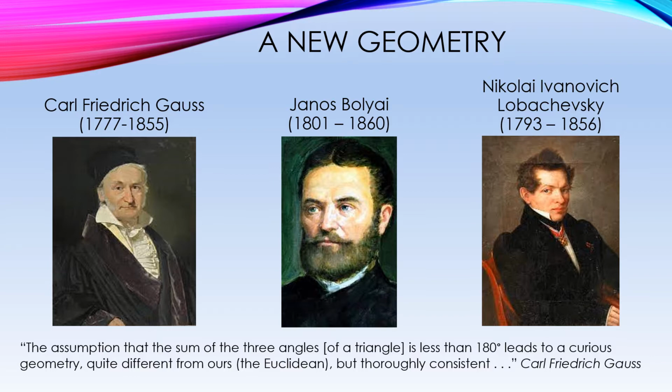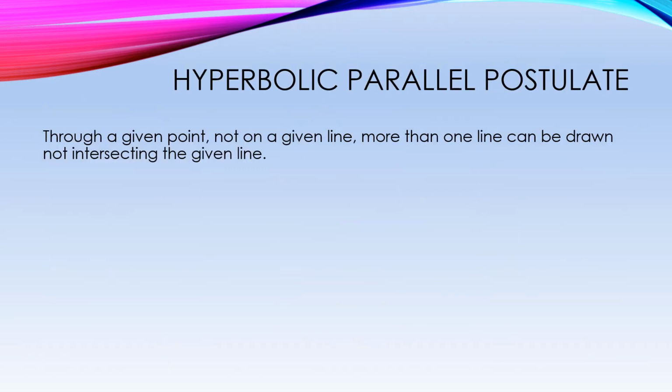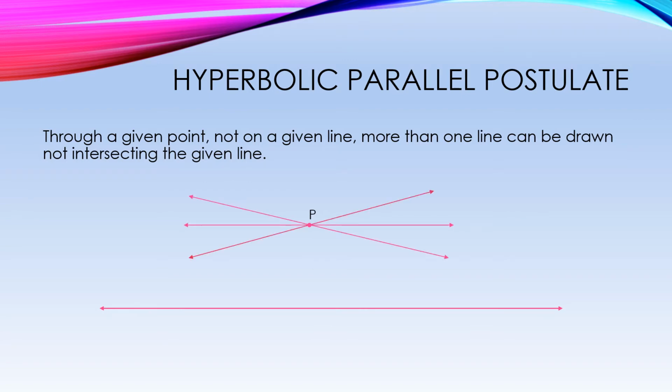And that difference came about when they negated the fifth postulate, using Playfair's axiom instead of Euclid's original. When we do that, we get the hyperbolic parallel postulate, which states that through a given point, not on a given line, more than one line can be drawn not intersecting the given line. So if we take a point P not on this given line, then we can find infinitely many lines that are parallel, or that do not intersect our given line.